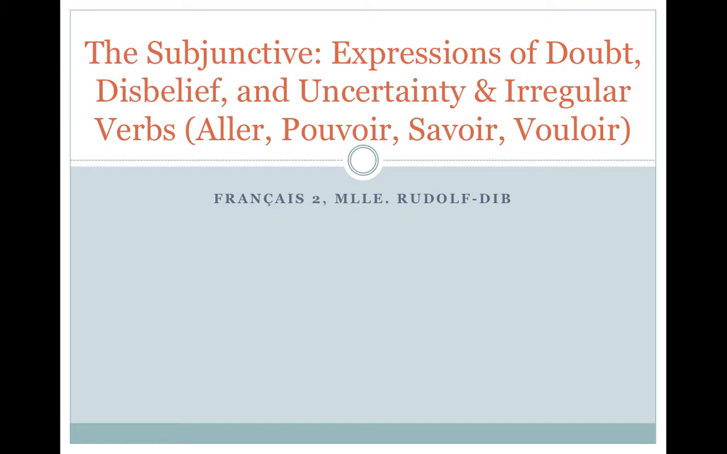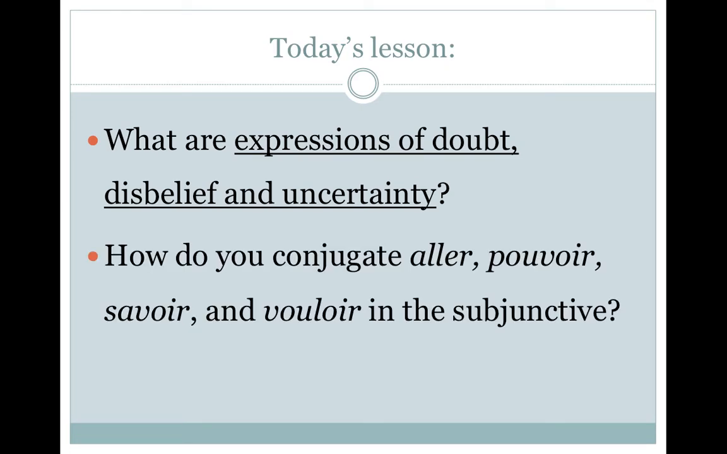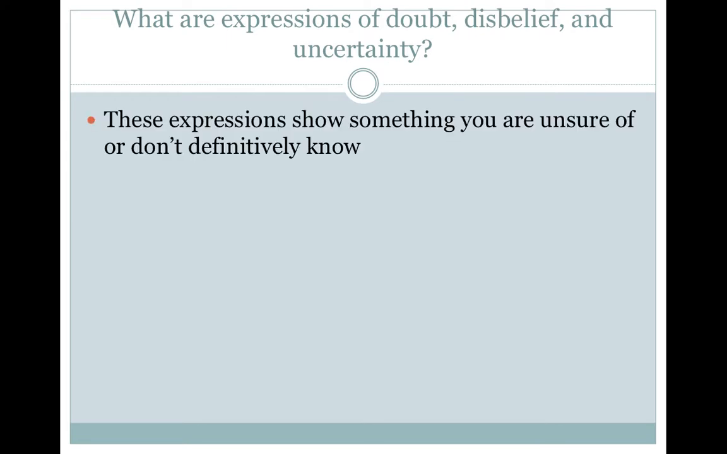Last one. Today we're learning a new category of when to use the subjunctive, and that is for expressions of doubt, disbelief, and uncertainty. And then we'll also learn 4 more verbs that are irregular and how to conjugate them in the subjunctive. These will be aller, pouvoir, savoir, and vouloir. Today's lesson, pretty straightforward. We've got 2 major topics. So let's start with what are expressions of doubt, disbelief, and uncertainty.